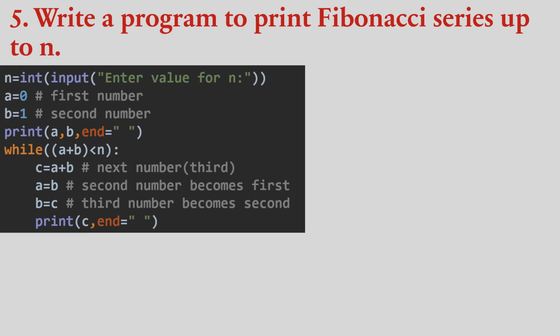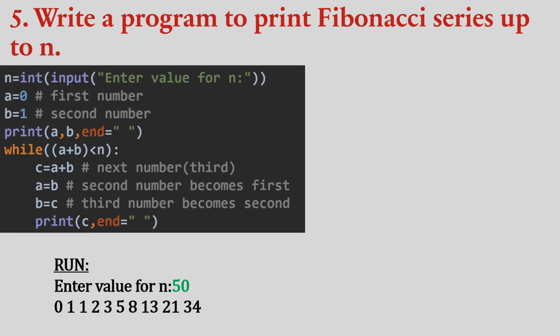Now it has to print c, that means the third number, because we have already printed a and b, and it has to print the third number c in the loop. And it will continue printing until a plus b is less than n. So once you enter the value for n as 50, that means it will not print any value which is just after 50. It has to stop before 50 only. So the first two numbers of the series, that is 0 and 1, are printed. Third number is again 1 because it is the sum of the previous two numbers, and the fourth number is 2.